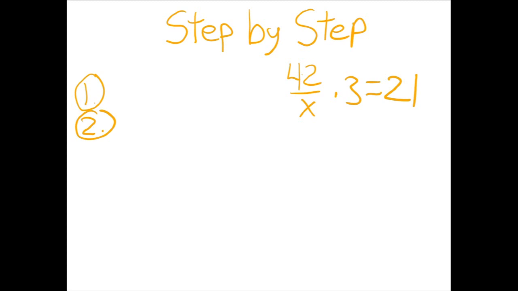So you start with this equation, and you need to start with identifying your PEMDAS, the order of operations. So we've got parentheses, exponents, multiplication, division, addition, and subtraction. Keep order of ops in your mind and look at what you've got. We have 42 divided by x. We have some division there. And we have multiplied by 3. Got some multiplication. So we're dealing with multiplication and division.